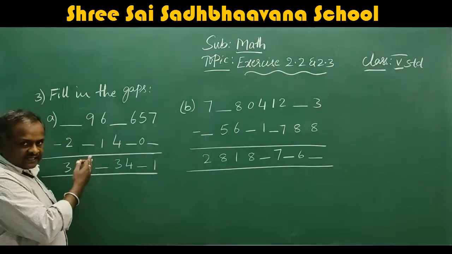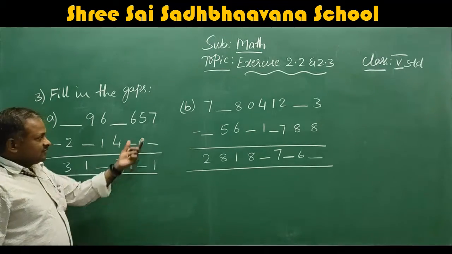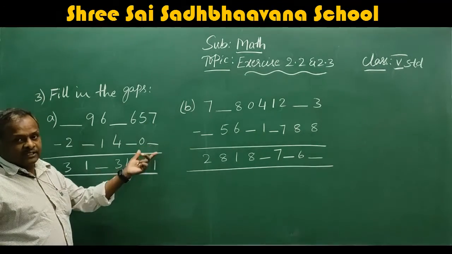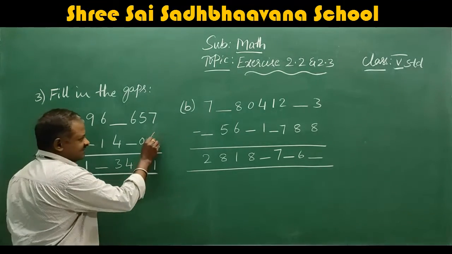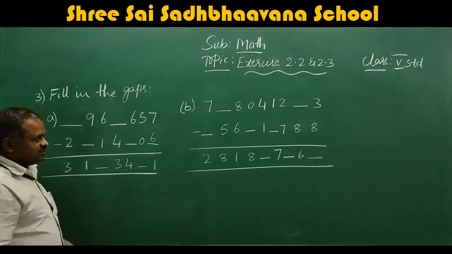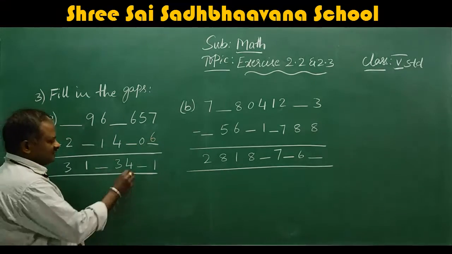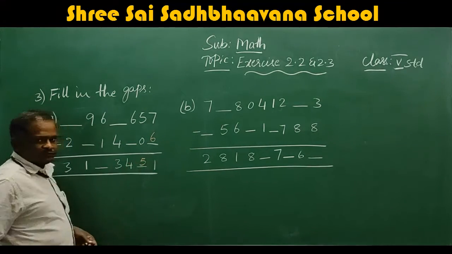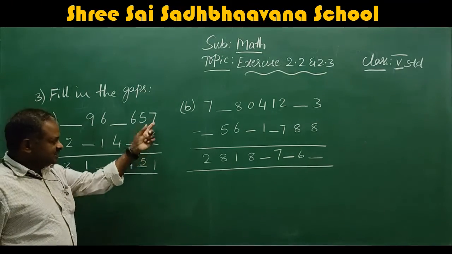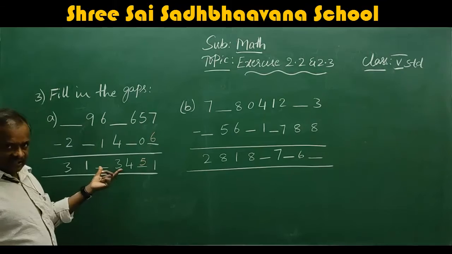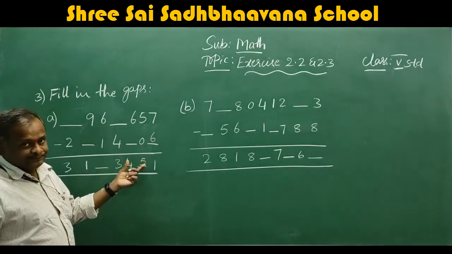Okay, come from the right side. 7 and 1 here. So from 7, which number should be subtracted to get 1? Yes, it is 6. 7 minus 6, 1. Okay, 5 minus 0, 5. I think you are understanding. They have given the gaps and they have given the answer also. In the answer also they have given gaps. You have to fill them.